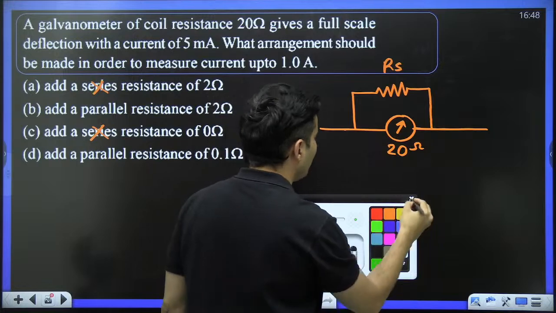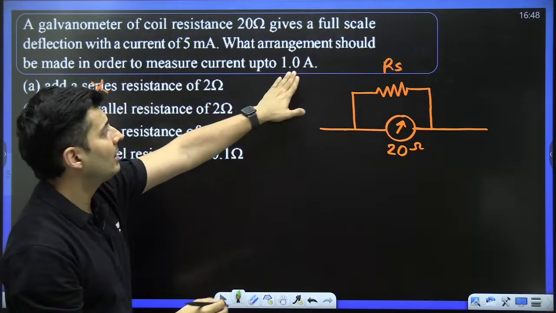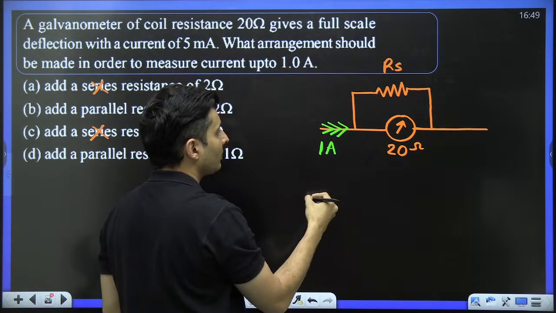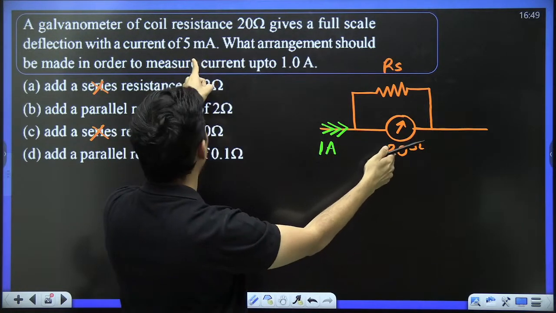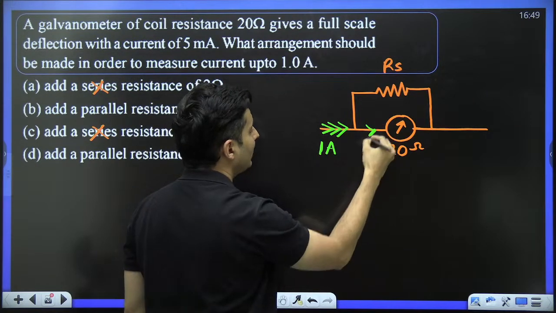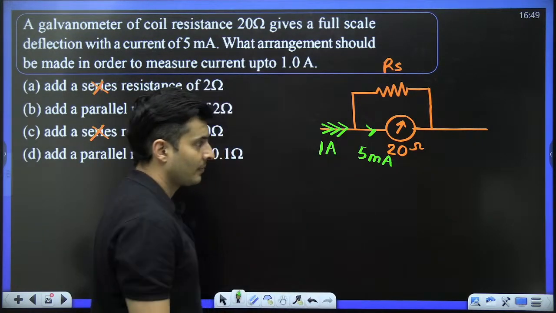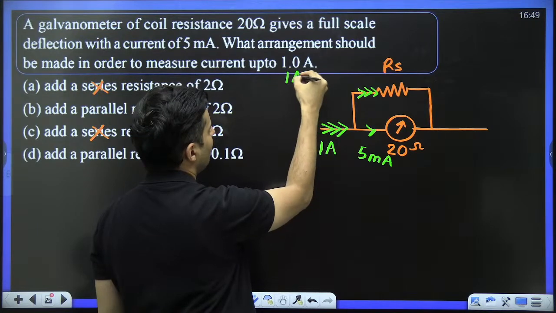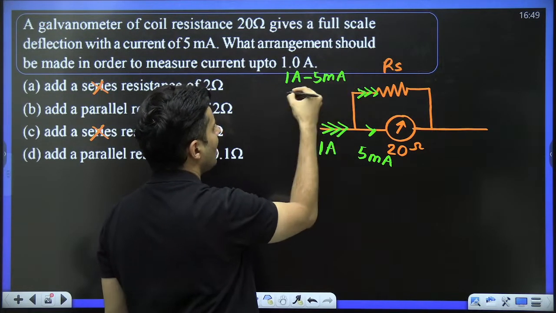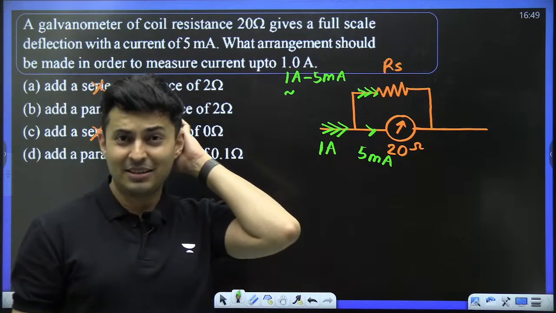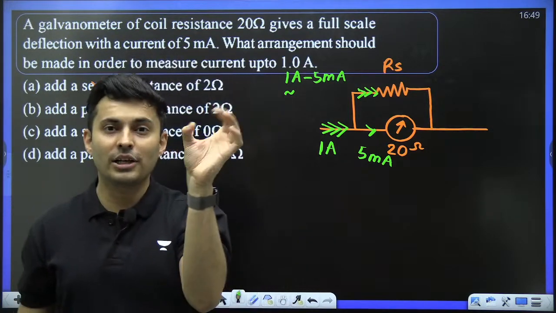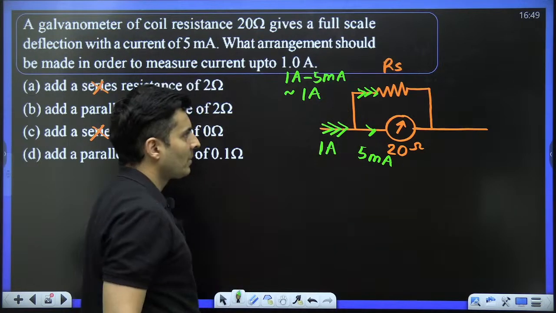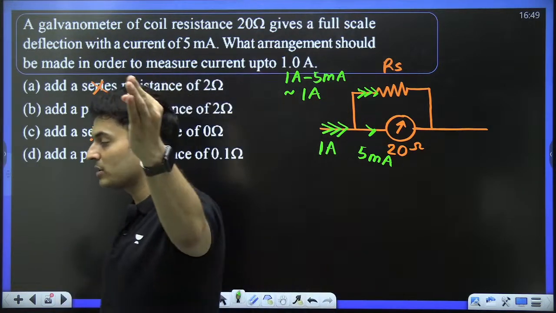Now it is clearly mentioned that you want to measure currents up to 1 ampere. That means if 1 ampere current comes over here, this galvanometer cannot handle more than 5 milliamperes. So where is the remaining current going? Obviously through this resistance. And that will be 1 ampere minus 5 milliamperes. How much will that be? 1 ampere is a large current, 5 milliamperes is a very small current. Large current minus small current will be that large current only. So it will still be approximately 1 ampere. Everybody agrees with this? I've indirectly used Kirchhoff's current law.